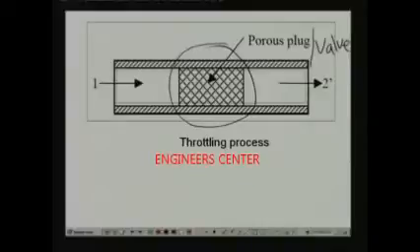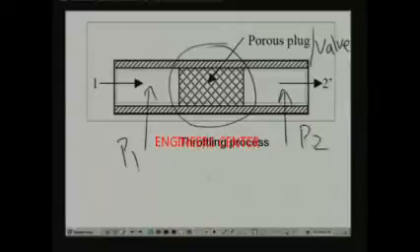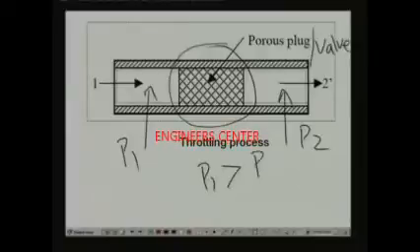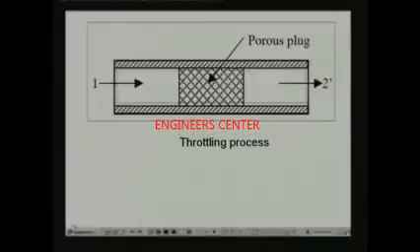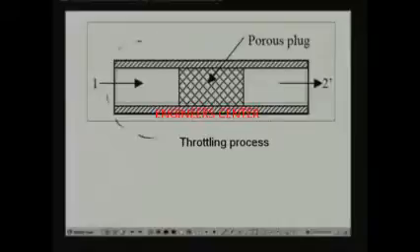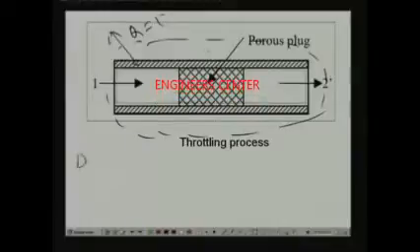When you have a valve and it provides a restriction, you find that there is a pressure drop. That means P1 will be greater than P2. Now, again, if you take a control volume across this, and I am assuming that this is adiabatic, that means Q is 0. There is no heat transfer between the porous plug and the surroundings. And I also assume that potential and kinetic energy changes are negligible.